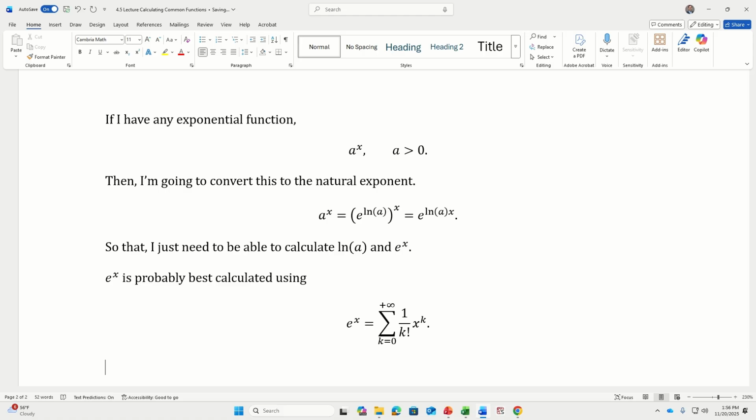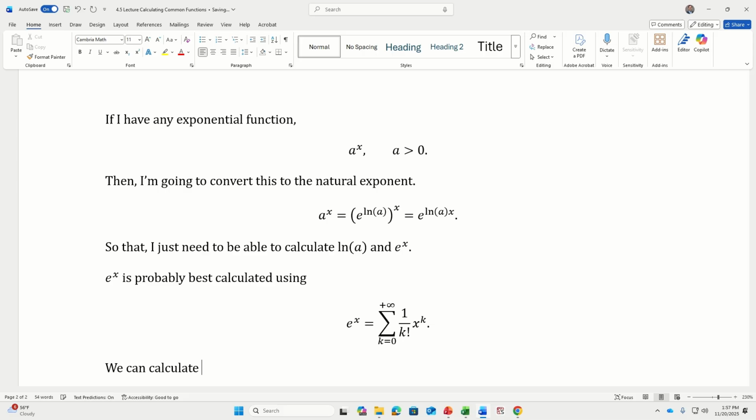So if I ever need to calculate e to the x, I'm just going to use the Maclaurin series. I'm going to add up terms from my Maclaurin series until I get the desired level of error tolerance I want. Once the terms shrink so that they're small enough, I'll stop adding up terms. I'll take whatever truncated partial sum I want for my e to the x calculation. The other thing is natural log.